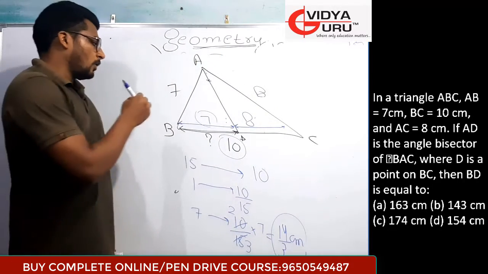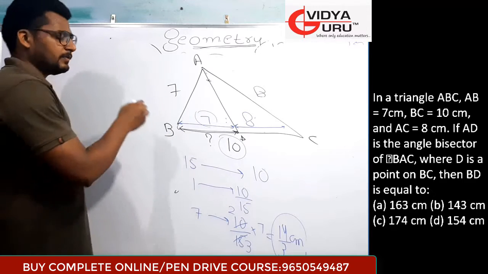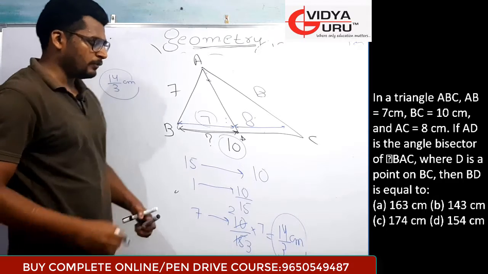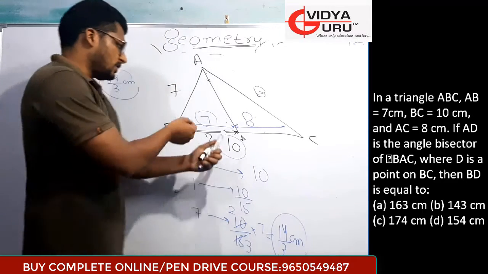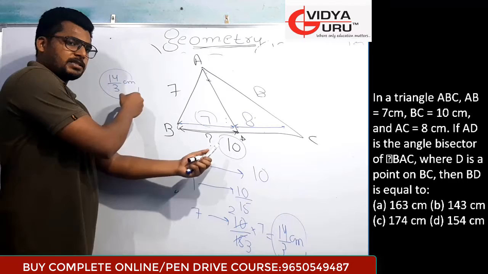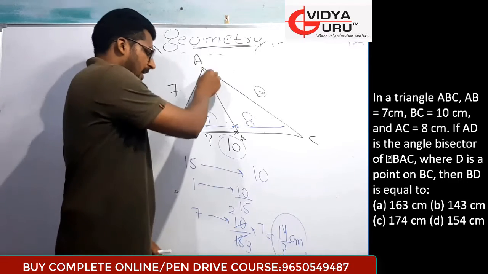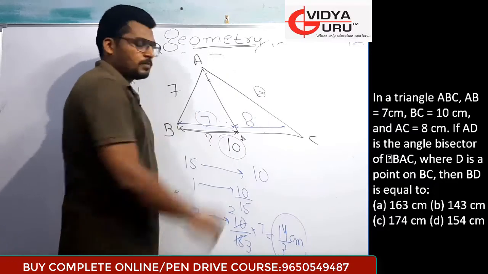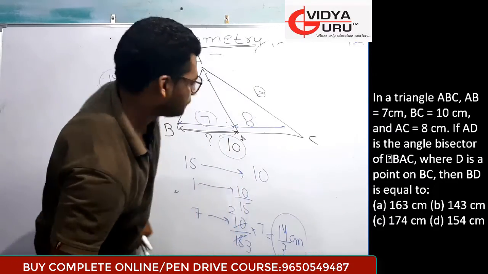14 by 3. Option number B, there is a correction. That is 14 upon 3 centimeter, not 143 centimeter. So I have just told you this concept in the previous question. The bisector divides the sides in the same ratio which is in these two. So coming on to our next question.